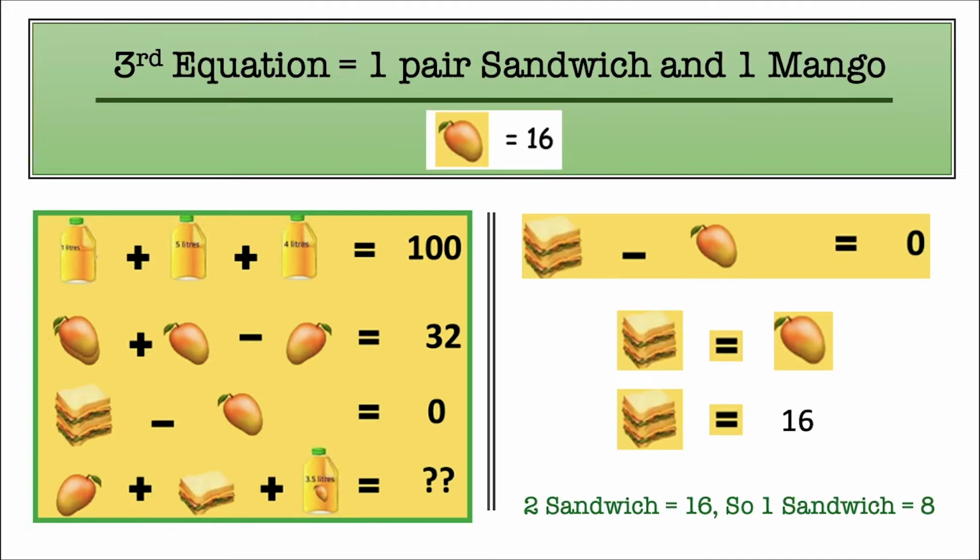Now solving our third equation. In the third equation, we can see we have got 1 pair of sandwich and 1 mango, and their subtraction is equal to 0. So it's clearly visible that if the subtraction is 0, this mango will go to the RHS and it will become 1 pair of sandwich is equal to 1 mango. And from the second equation itself, we have already found out the value of mango, that was equal to 16. So 1 pair of sandwich is equal to 16. So friends, if 2 sandwich value is equal to 16, so 1 sandwich value will be equal to 8. So this is the end of our third equation.